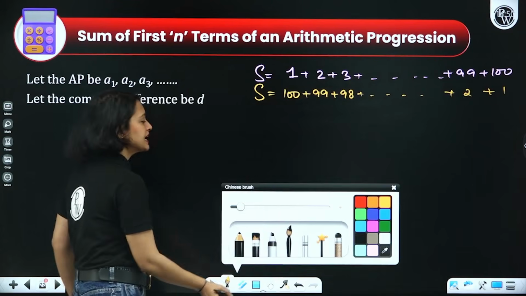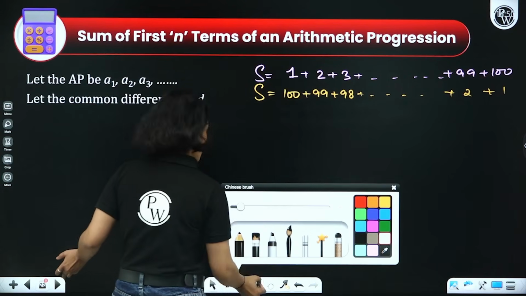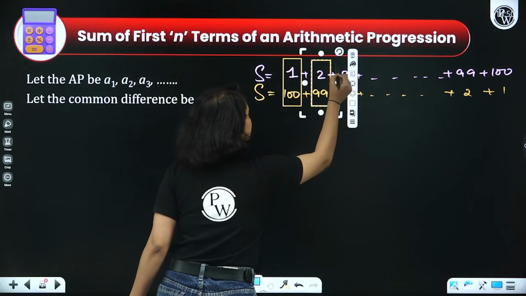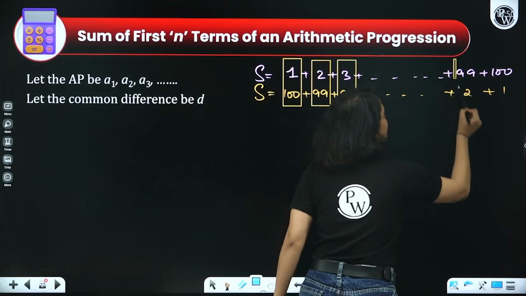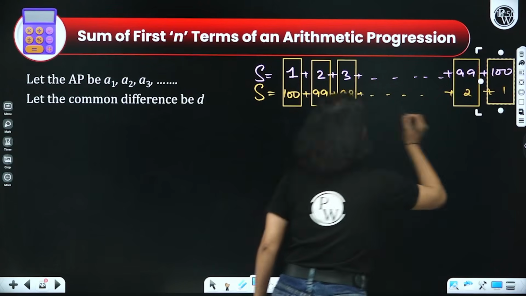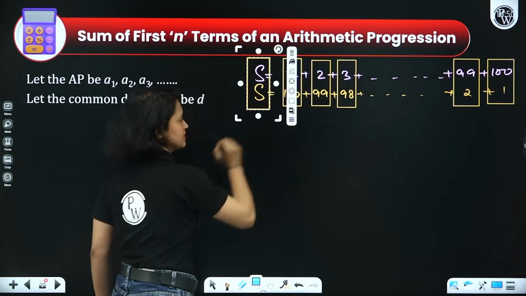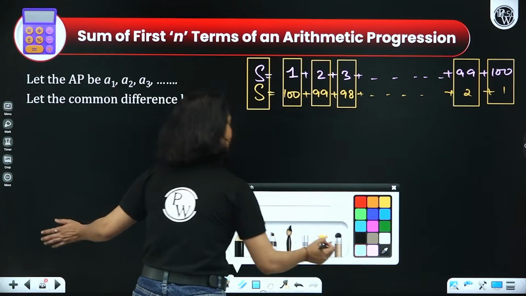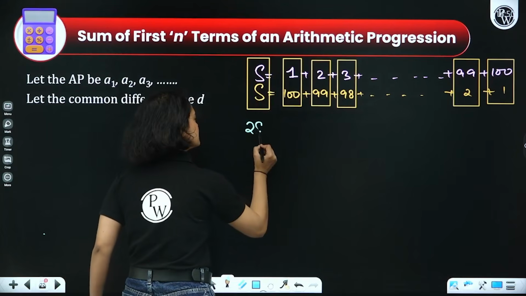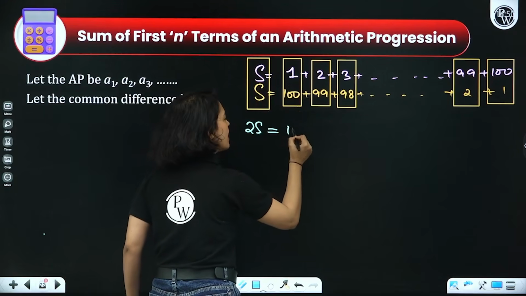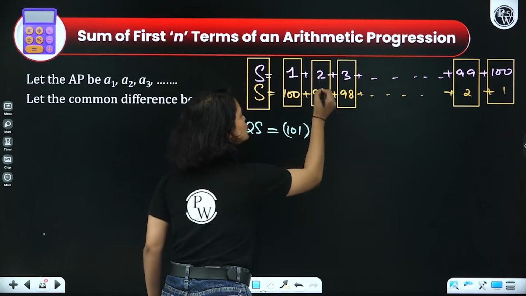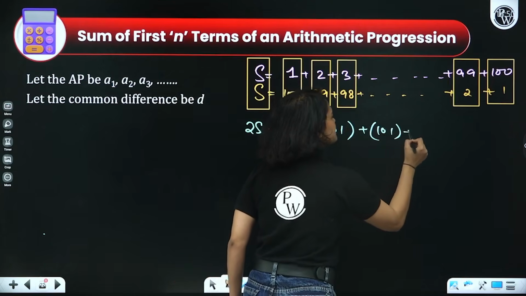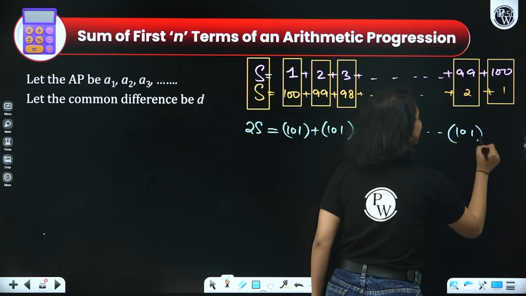Now, he added both of these. What did he do? He added 1 plus 100. He then added 2 plus 99. He added 3 plus 98. He added 99 plus 2. He added 100 plus 1. So he simply added all of these. Let me write it down and maybe then you will understand. See everyone, S plus S, simply 2S. No brainer. Now 1 plus 100, 101. Plus 2 plus 99, 101. Plus 98 plus 3, 101. Plus dash dash dash. Again 101, again 101.